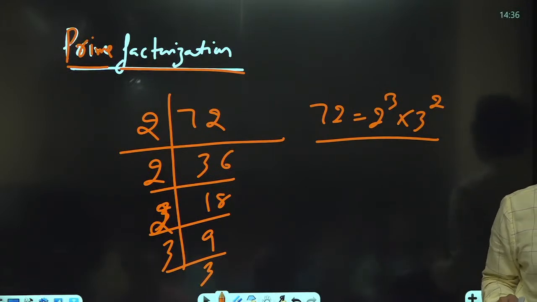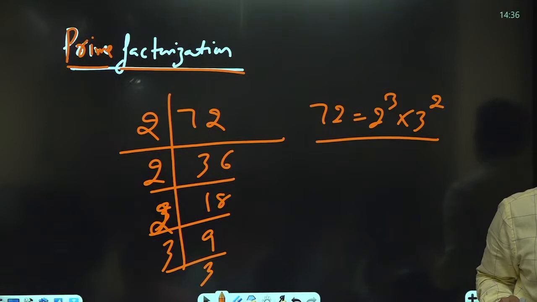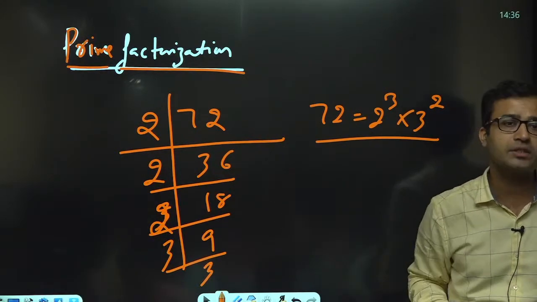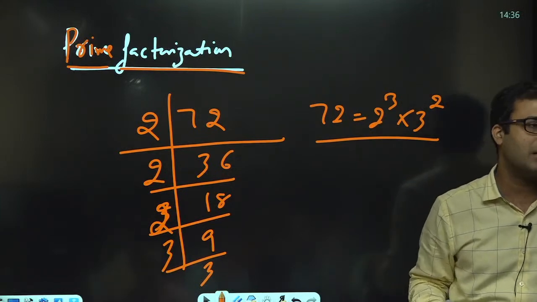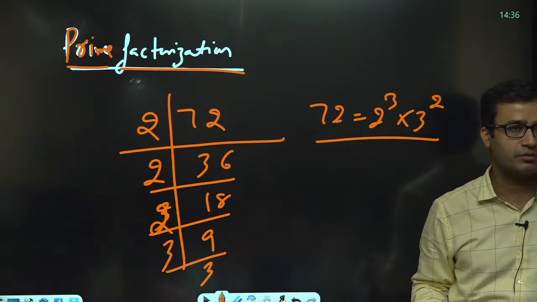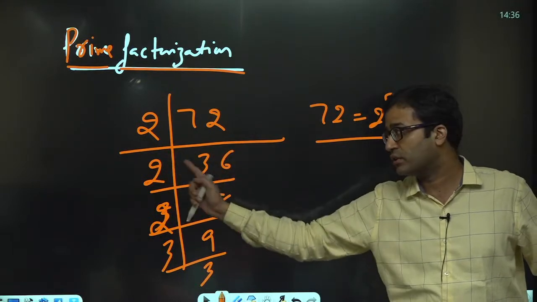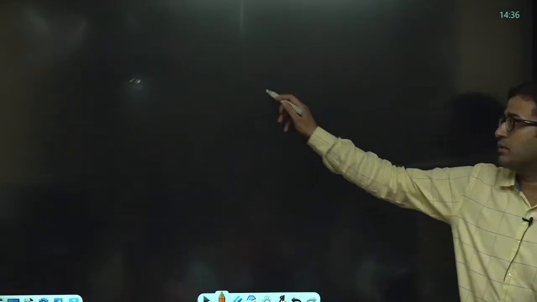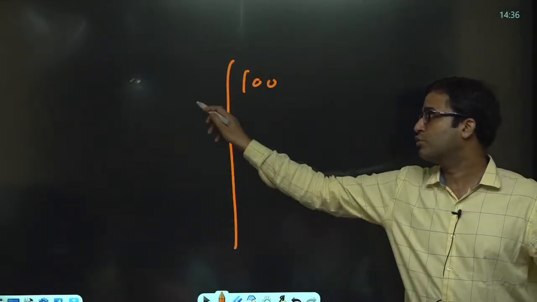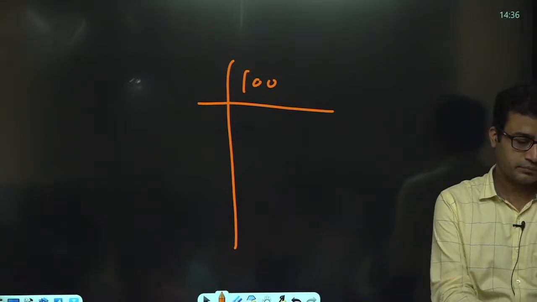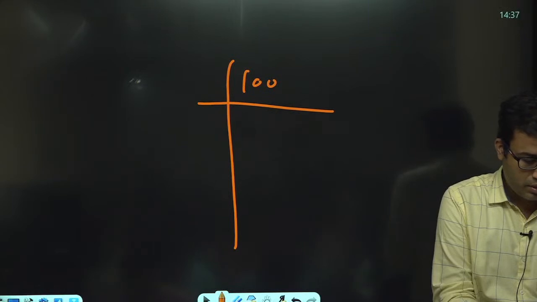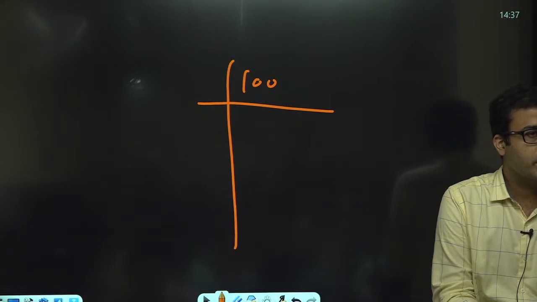And the best practice is we start with the smallest. It is not necessary, you could have taken out 3 first also. You can take 3 out of this, but the best practice is to start with the smallest. There is no hard and fast rule. First you can take 3 common, then 3 common, then 2, 2, 2. That also can be done. Try 100. Just do prime factorization for this 100. 2 square into 5 square.